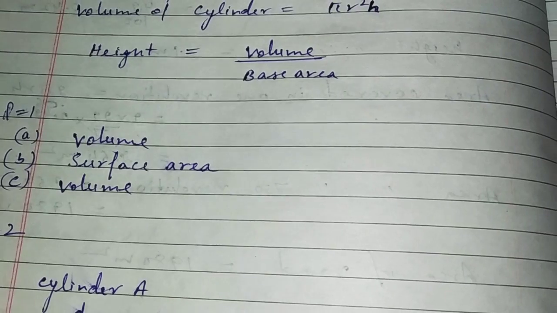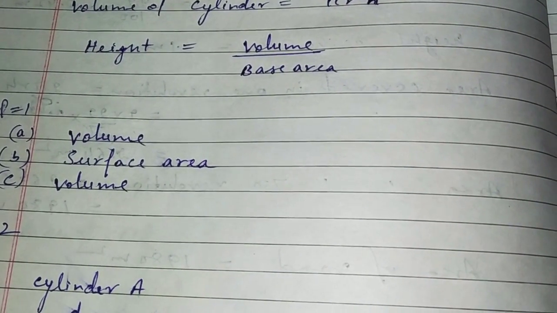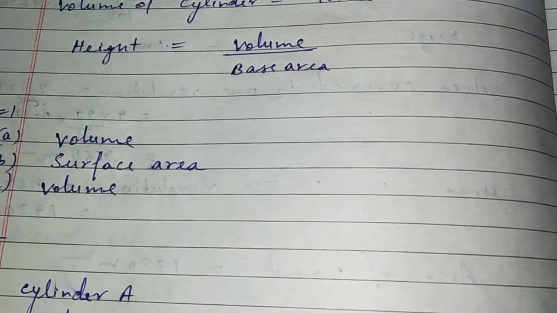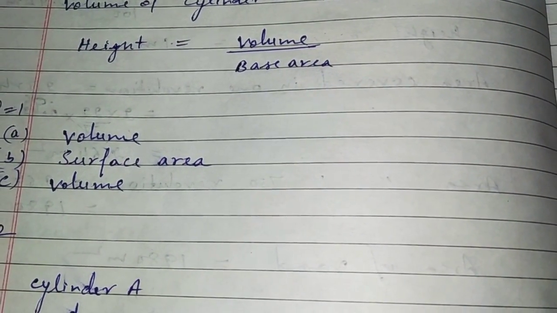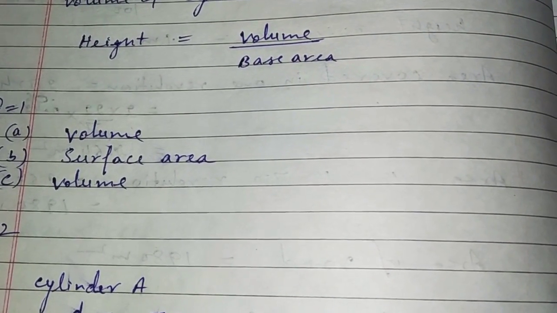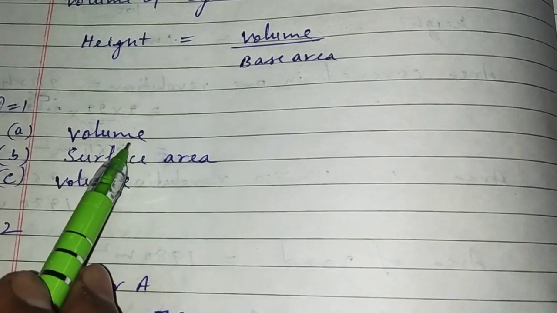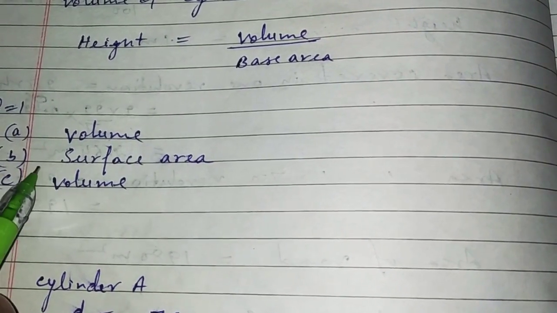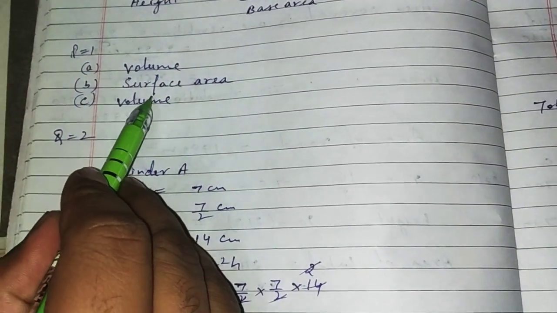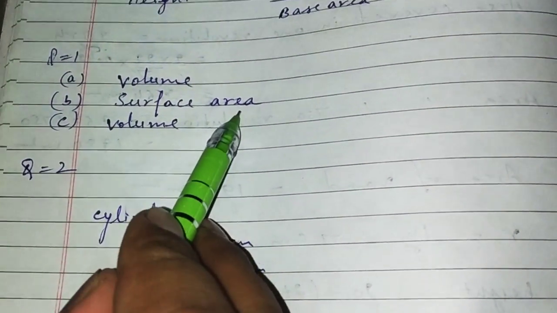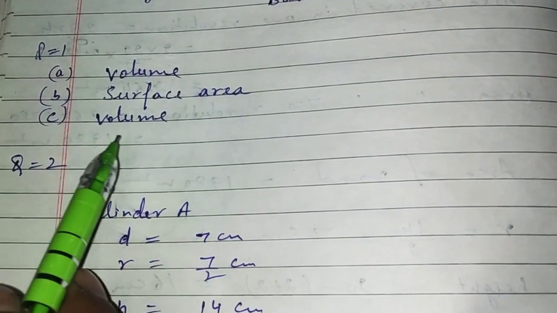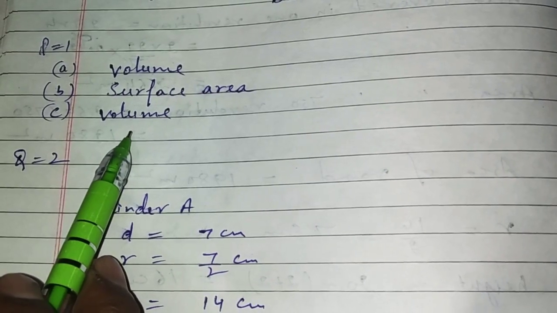In which situation will you find the surface area and in which situation volume? The first part is to find how much it can hold. This is especially for a cylindrical tank. So to find how much it can hold, we should calculate volume. Now in the second part, the number of cement bags required to plaster it, so we have to find the surface area. In part C, to find the number of smaller tanks that can be filled with water from it, that is volume.